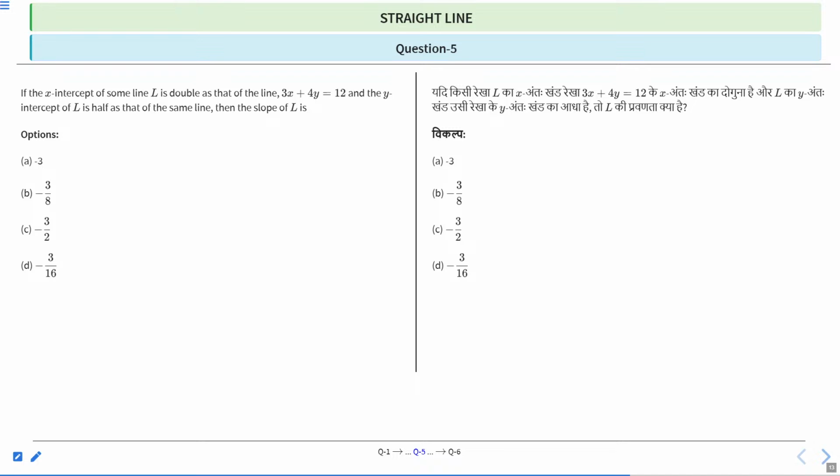And after calculating the required intercepts, we can easily calculate the equation of the line using the intercept form, and we can easily calculate the slope of the line L, right? So in this way you can try to approach this question. You have 10 seconds to solve or think about this question. After 10 seconds we can discuss the solution part, right?